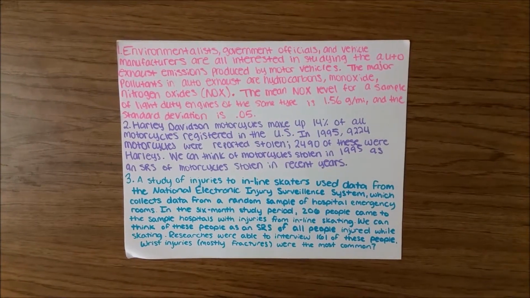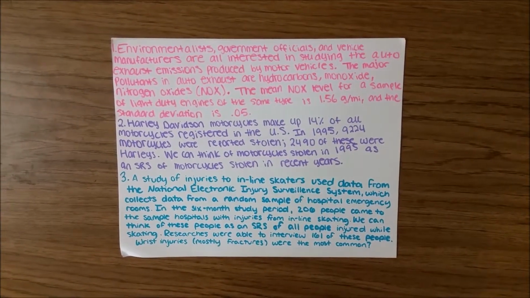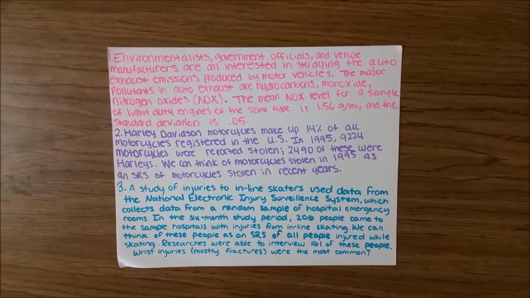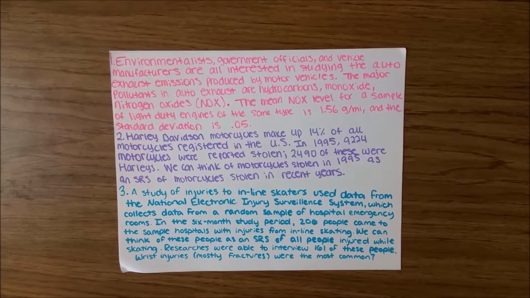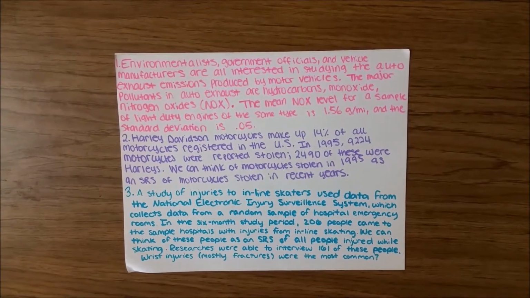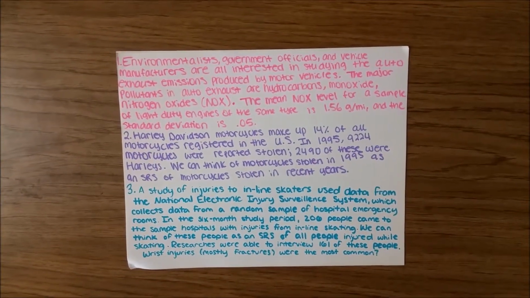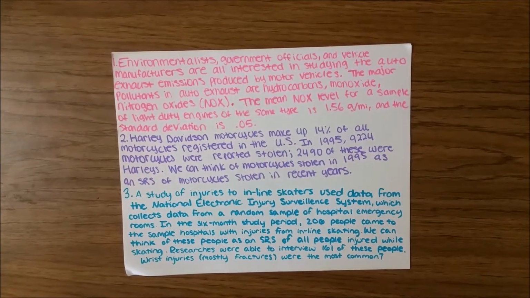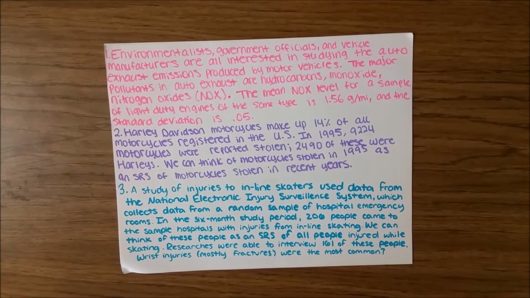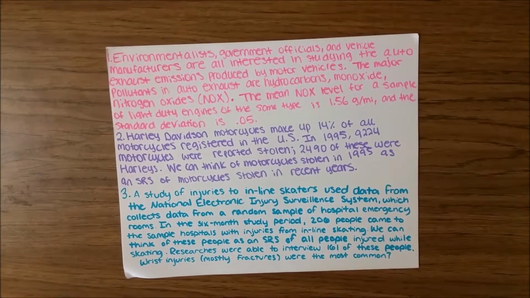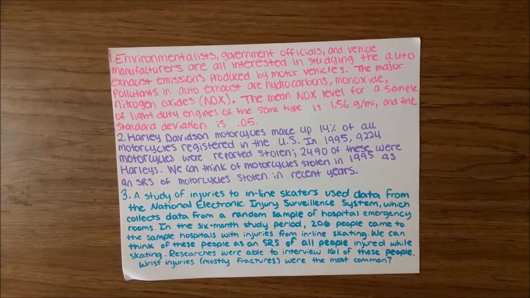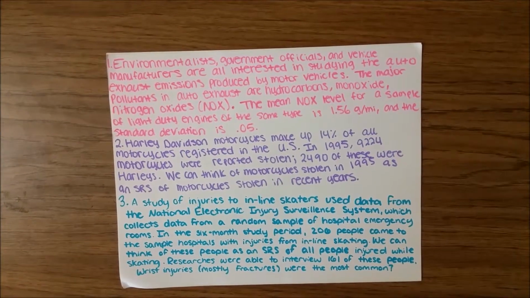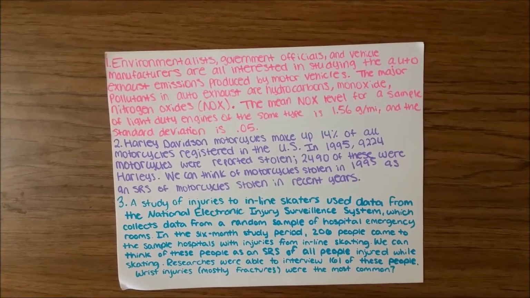This is our assessment question. Which of these problems would you use a 1 proportion Z interval for? Number 1, environmentalists, government officials, and vehicle manufacturers are all interested in studying the auto exhaust emissions produced by motor vehicles. The major pollutants in auto exhaust are hydrocarbons, monoxide, and nitrogen oxides. The mean NOx level for a sample of light-duty engines of the same type is 1.56 gallons per mile, and the standard deviation is 0.05.